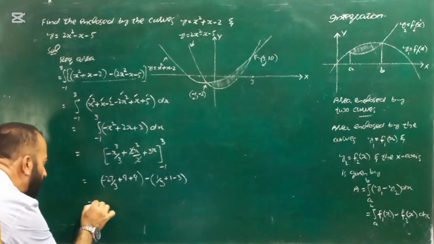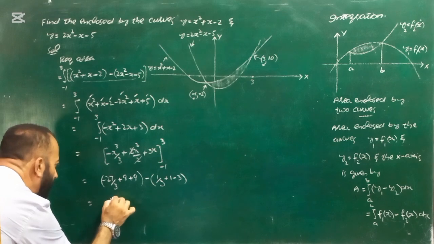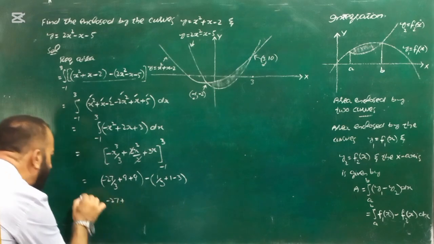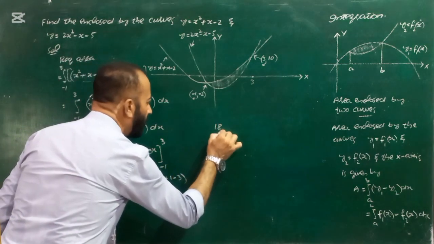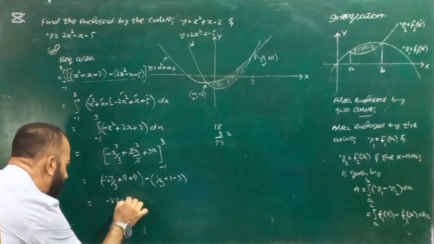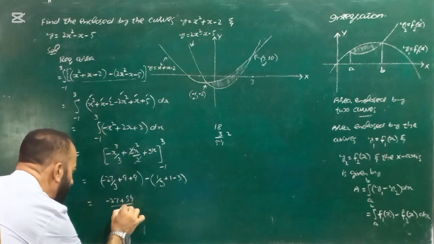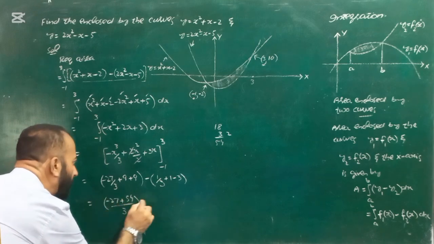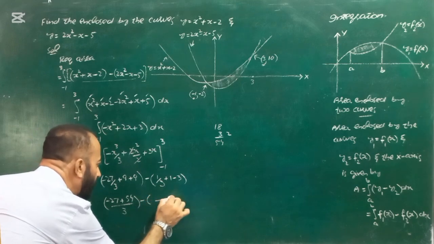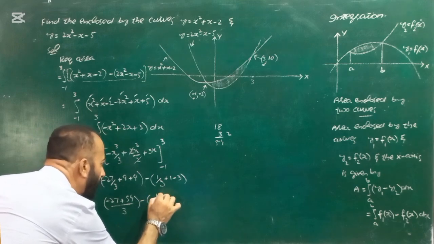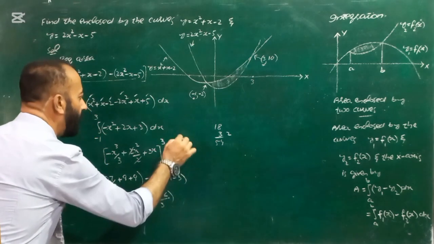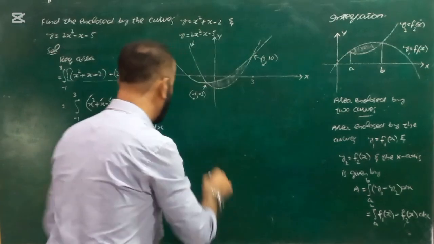Okay, solving it further, so minus 27, taking LCM, 8 threes are 24, 5 twos are 10, 54, so plus 54 over 3, and in the second bracket you can see 1 by 3 will be LCM, minus 6. Okay, solving the rest of the question here.